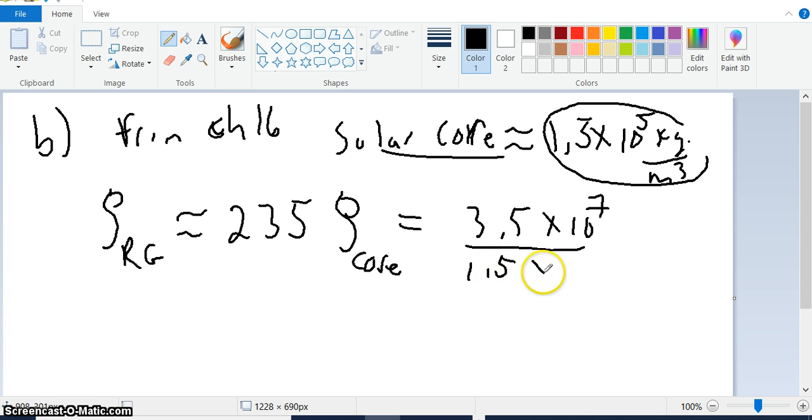1.5 times 10 to the 5th. Right? And so that'll give you roughly 235 times the core density. All right, so that's part B.